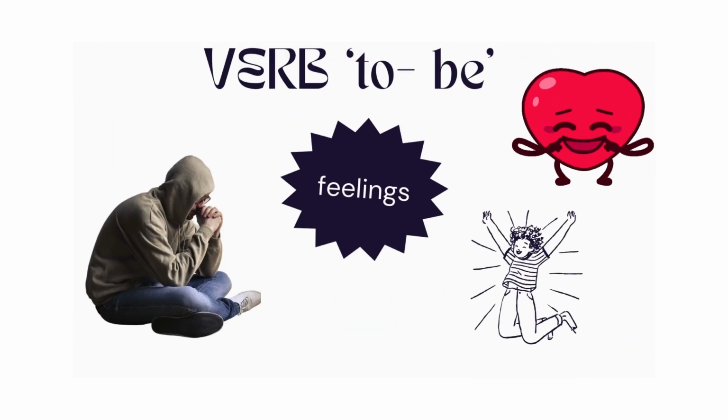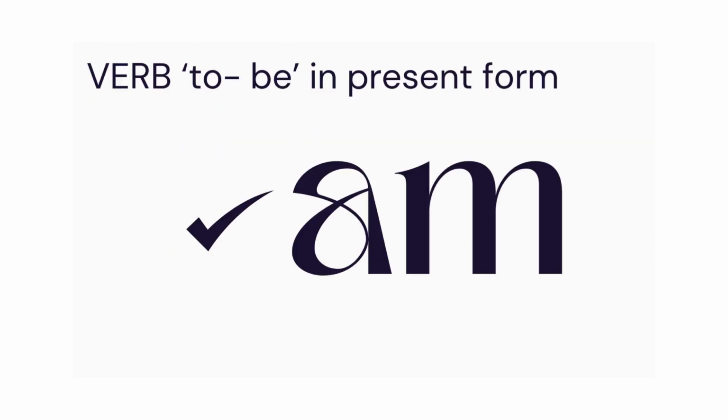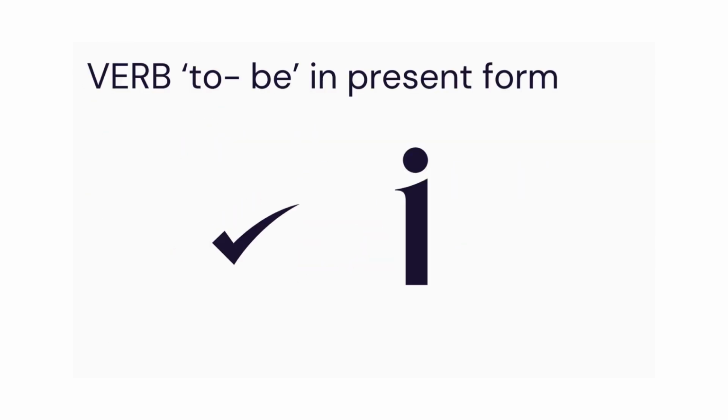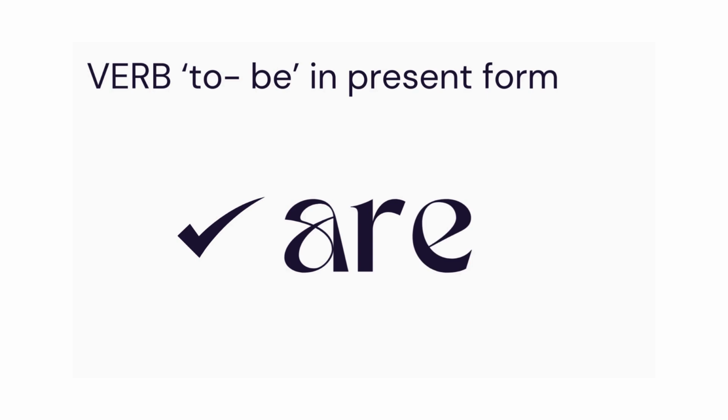Now, let's look at the different forms of the verb to be. These change depending on the subject of the sentence and the tense. The verb to be forms in the present tense are am, is, and are. These forms of verb to be differ in usage. So here is the trick.